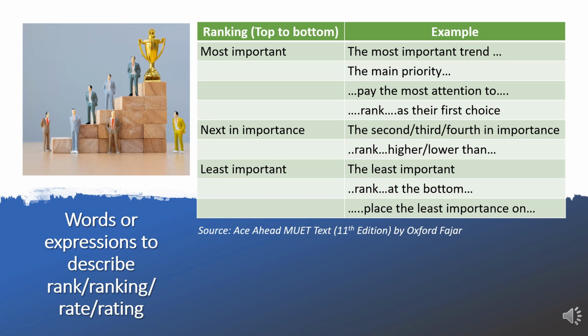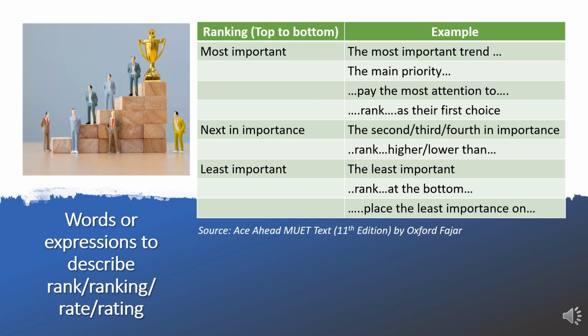Now, sometimes you may also be asked to describe rank, rate, or position of certain data. Now, these are the examples that you can use while describing them. So, for example, ranking from top to bottom, you have to use the word most important. For example, given there, the most important trend is the main priority, you have to pay the most attention to, rank as their first choice.